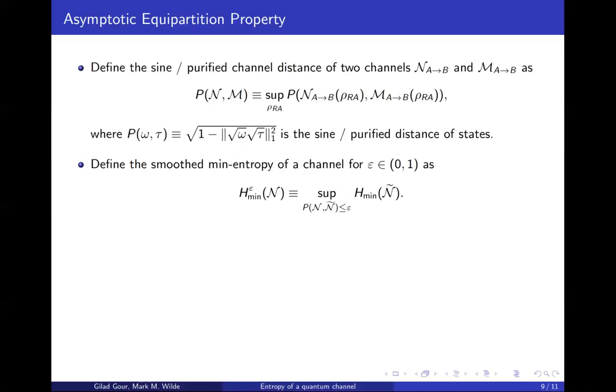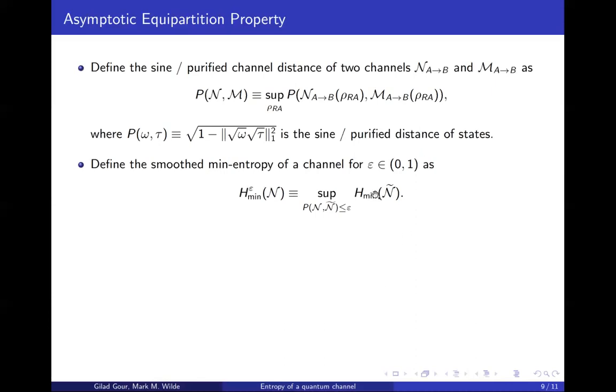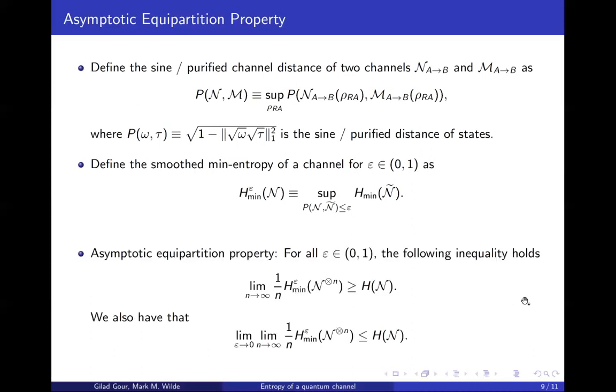The min entropy of a channel itself is, if we look at the previous slide, the alpha infinity limit of this quantity. And so what we do is we take that quantity and we smooth it over nearby channels, where nearby is with respect to this sign distance. Then what we can show is that an asymptotic equipartition property holds. If you pick an arbitrary epsilon, we have this inequality that in the asymptotic limit effectively looks like the entropy of a channel. For the opposite inequality, it's a technical matter at the moment. We take the limit as epsilon goes to 0 as well, and then we get this inequality.